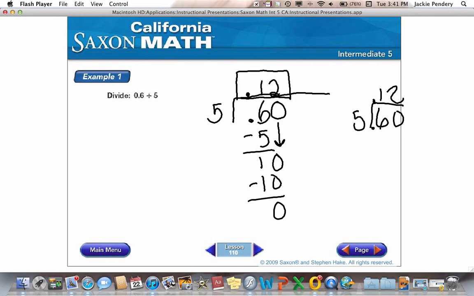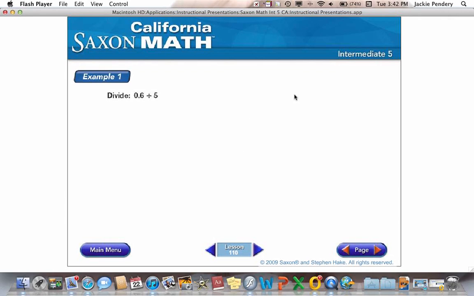Okay, let's look at example 2. Okay, in example 2, this time we have 0.3 divided by 4. So I start by taking my decimal and I move it straight up into my answer, and now I ignore the decimal, and now I start with 4 into 3. Well, you're sitting there saying, Mrs. Pendry, 4 doesn't go into 3, and you're right. So what can I do? I can add a 0. And now 4 goes into 30 7 times.